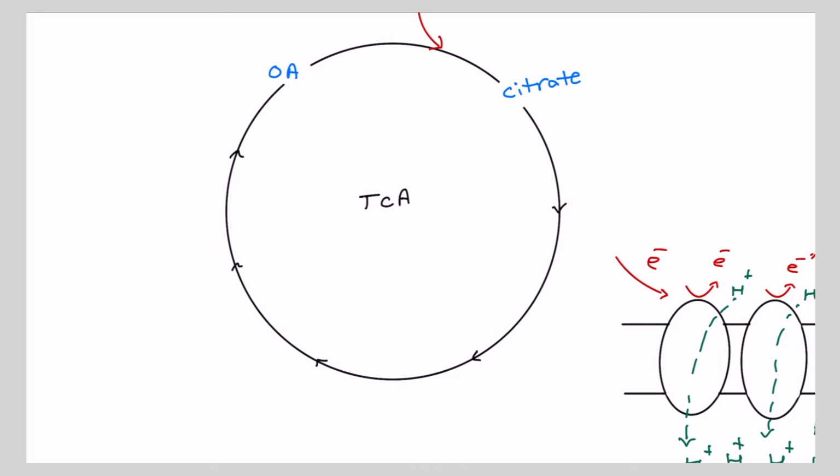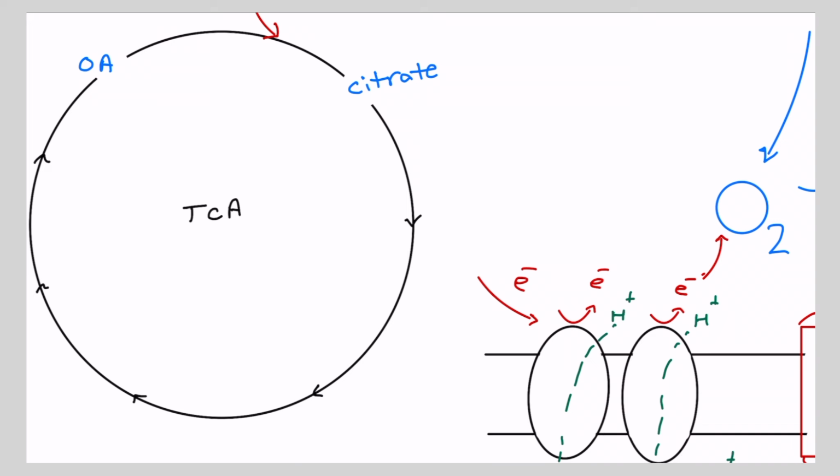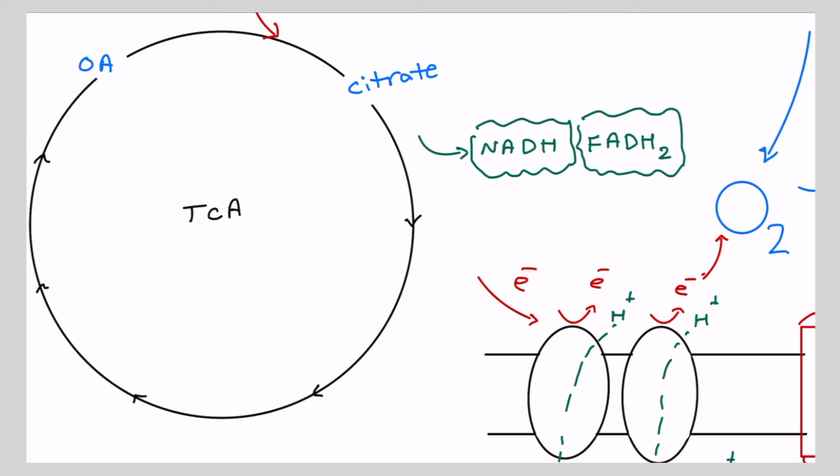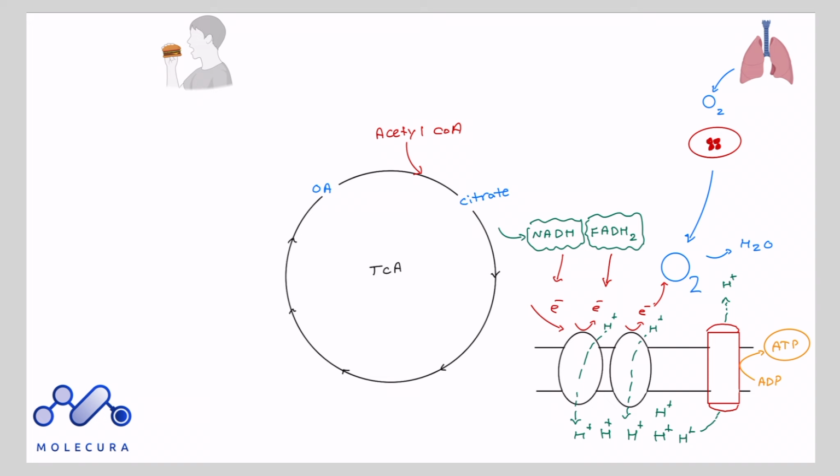Now, the point is that while these reactions are happening, there are molecules getting made, and these molecules are electron carriers. From this TCA cycle, we are getting NADH and FADH2, and these are going to be our electron carriers. These electron carriers will end up carrying electrons to the electron transport chain. So our end result here is for us to have electrons go to the electron transport chain.